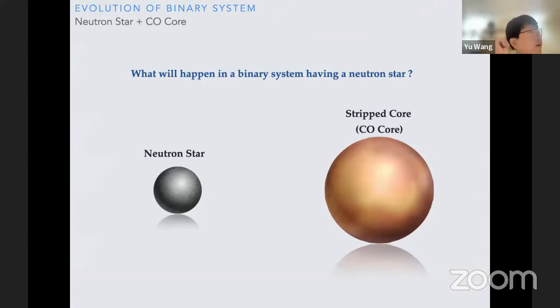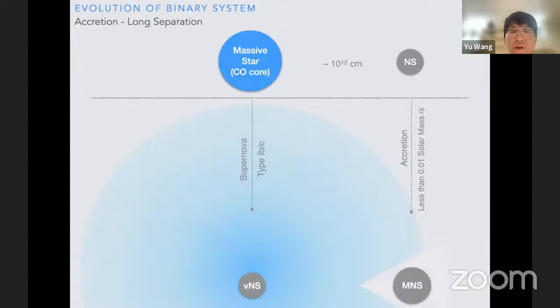Now, Jorge gave a very complete review of the simulation and the model of this binary system, the evolution of the binary system. Now here, this GRB is explained by, also, the same initial state: a neutron star and a CO core. But for these two stars, their separation is relatively far away in our scenario. It's more than 10 to 12 centimeters.